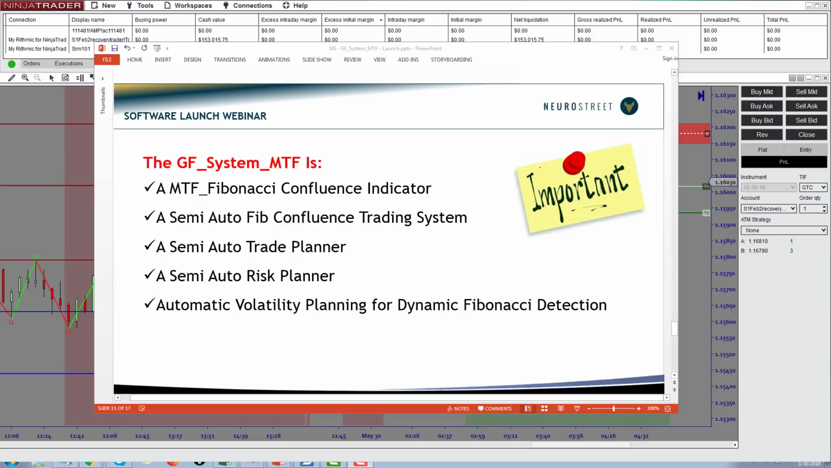Well, first of all, we're going to look at automatic trade planning calculations. We're also going to look at automatic risk planning calculations. And most importantly, we're going to use volatility planning for dynamic detection. And what does that mean? Well, first of all, when you look at support and resistance, everything around levels of structure is factored into the average range of the market, and the average range is always fluctuating.